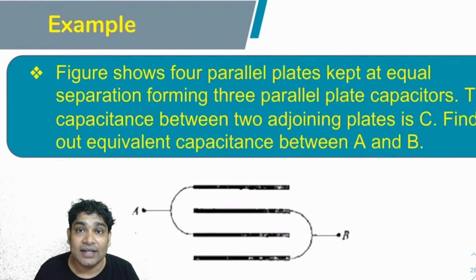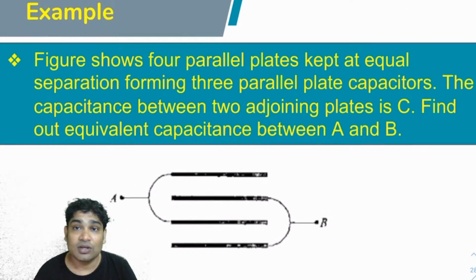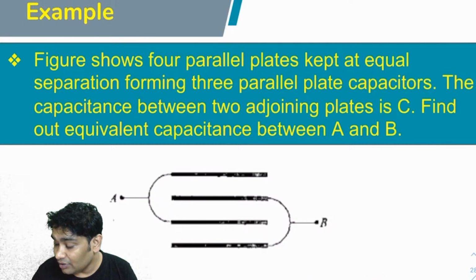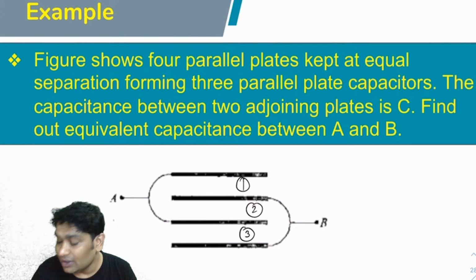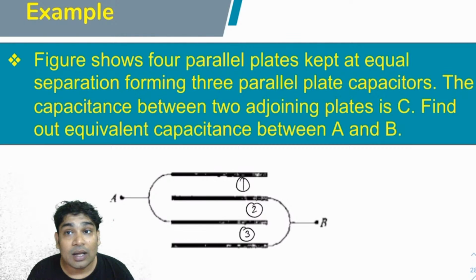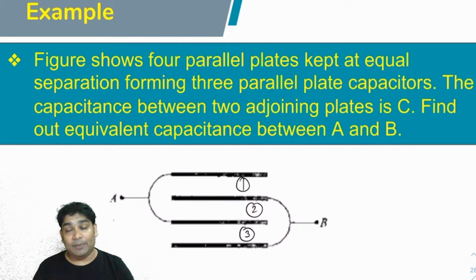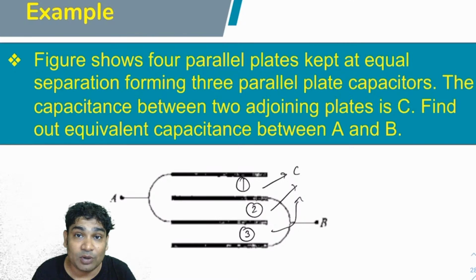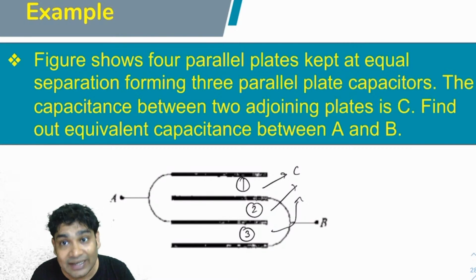So let's talk about this question. In this question, you've been told that the figure shows 4 parallel plates kept at equal separation, forming 3 parallel plate capacitors. So which 3? You have one here. This is number 1, this is number 2, and this is number 3. These are the 3 parallel plate capacitors that these 4 plates are forming. And you've been told the capacitance between any 2 adjoining plates is C. So all of them are C only. Next, you have to find the equivalent capacitance between A and B.